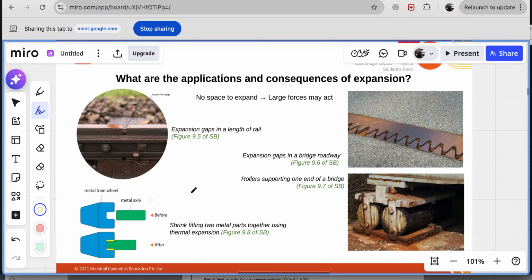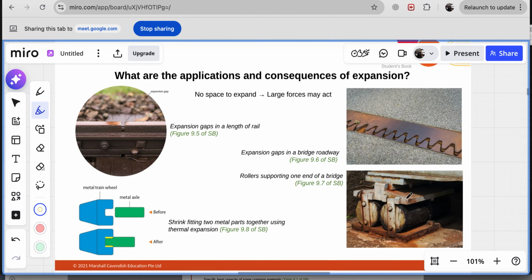Is that okay? Now let's take a look at this. Expansion gaps in a bridge will open up, and this will make the bridge last longer. Not only this, the bridge also sits on roller supports. The bridge can roll on this metal wheel. We have the metal axle and we have the metal wheel itself. Before expanding, you can see this axle is bigger than this hollow space, so it's not able to go in.